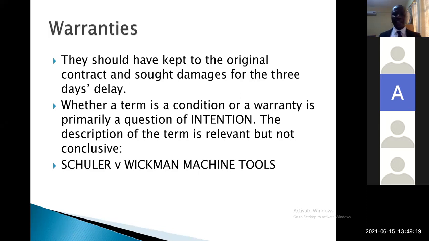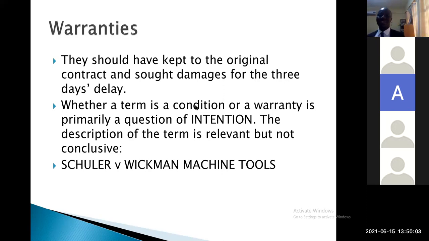And I was making the point not long ago as to how we can tell whether a term is a condition or warranty if we examine the contract the parties have made. Can we just say that this is a condition or this is a warranty? Well, as I indicated not long ago, ultimately, it depends upon the intention of the parties. And the intention of the parties is to be gathered from the contract.